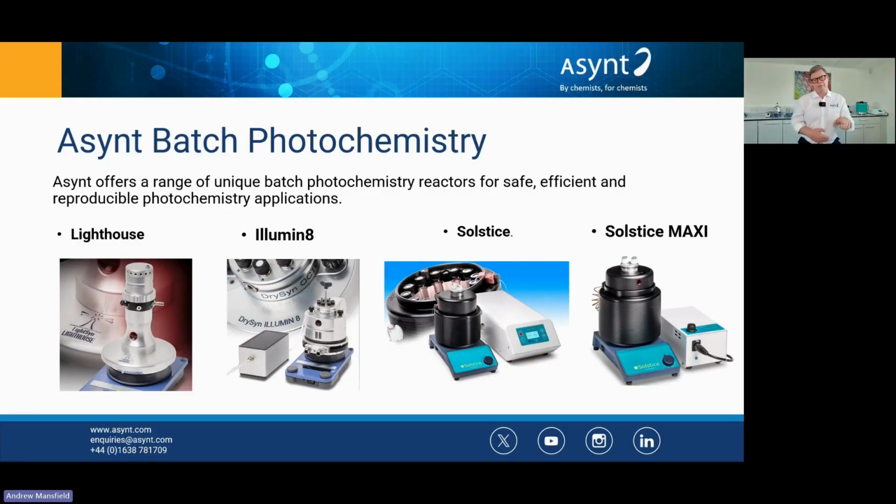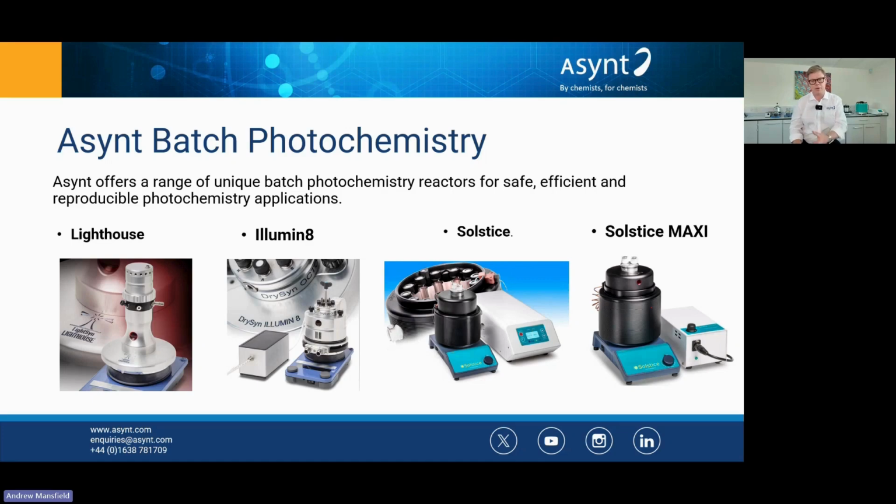The unique design of the Lighthouse is that we transfer our photons directly into the vial rather than radiating from the outside, and that can really increase efficiency. And then we have a range of parallel batch reactor stations. The Illuminate, as it indicates, has 8 reactor positions, all with the same light source.